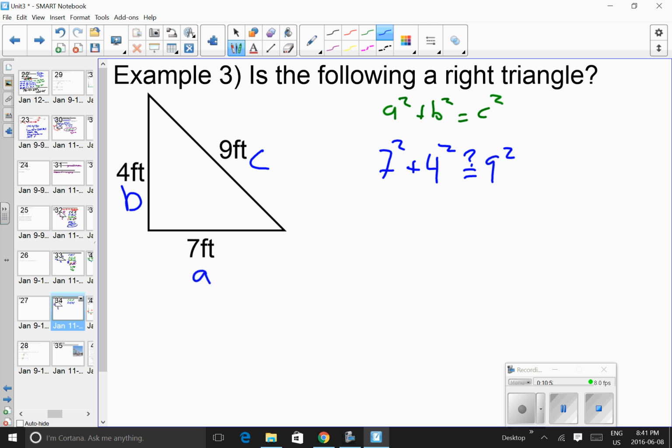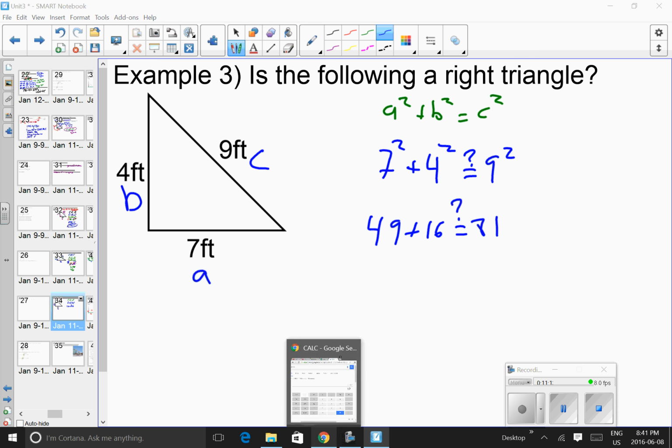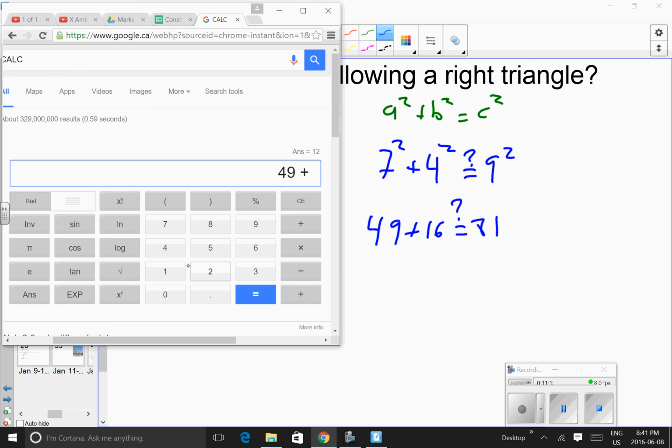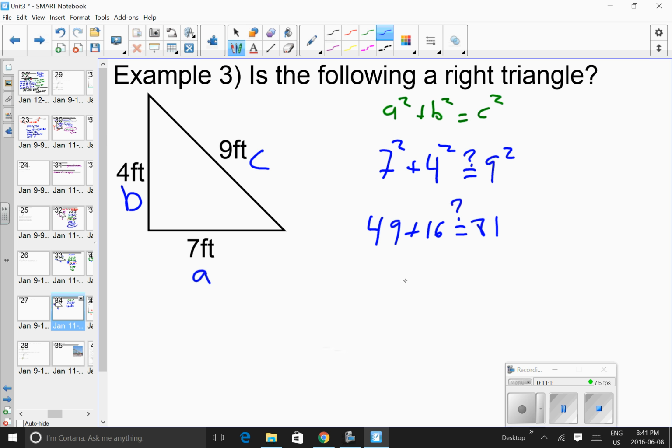All right, 7 squared, 7 times 7, I'm going to do these ones in my head, is 49. 4 squared, that's 4 times 4, is 16. And 9 squared, that's 9 times 9, is 81. Right, now I just have to do my 49 plus 16. So 49 plus 16 is 65. So I don't know, does 65 equal 81? No, absolutely not. They're different numbers.